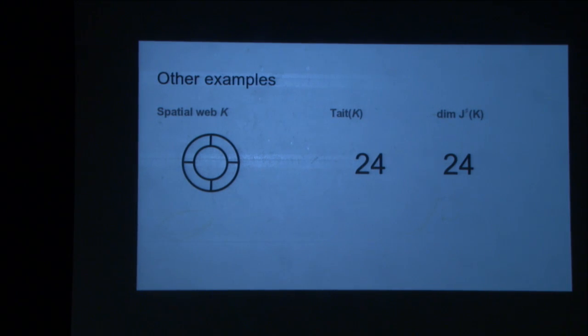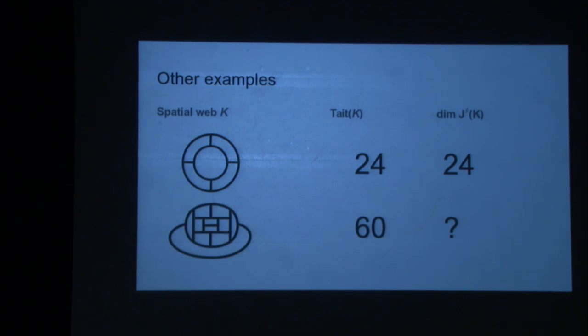This is the one skeleton of a cube. The number of Tait colorings is 24, and so is the dimension of instanton homology. But we're not very good at calculating, and as soon as you get to a graph which is remotely interesting from the point of view of coloring graphs, this is the one skeleton of the dodecahedron drawn in a rather non-visual way. It has 60 Tait colorings, but already in this case we can't compute the instanton homology J sharp. We don't know what its dimension is.